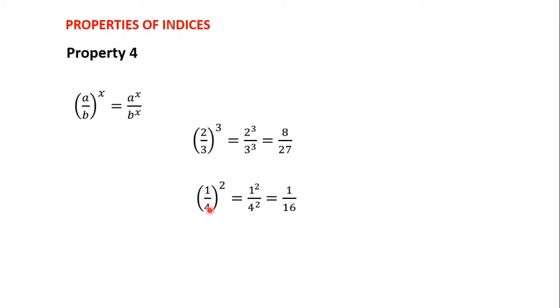1 divided by 4 exponent 2. This will give us 1 exponent 2 divided by 4 exponent 2. And this will be 1 divided by 16. So you give the 2 to 1 and you give it to 4. So 1 divided by 1 squared, or 1 exponent 2 divided by 4 exponent 2. This will give us 1 divided by 16.